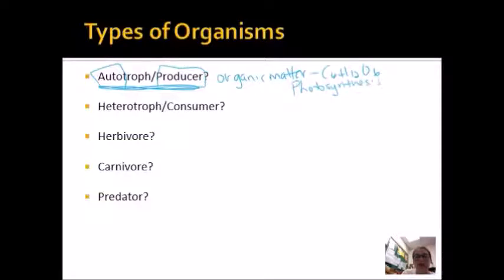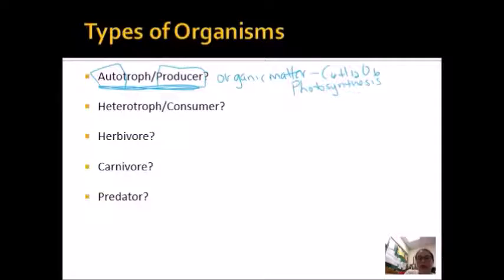There is a process called chemosynthesis, which allows organisms to synthesize their own glucose from chemicals at the mid-Atlantic ridge. I think it's a sulfur compound. So there are other organisms that are autotroph producers that don't photosynthesize, but it's any organism that can produce their own organic matter.